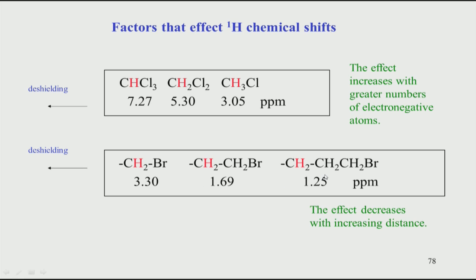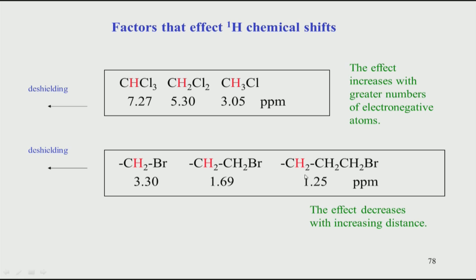Similar is the situation if I insert one more CH2 in between, and this bromine now gets further away from this hydrogen, and therefore, it is much further again shielded. So, if I keep inserting CH2s in between, I keep going further and further away from bromine, and the electronegative effect of the terminal electronegative atom on this hydrogen will reduce, and slowly it will move towards the most shielded upfield shielded chemical shift value, that is, it will move closer towards methane.